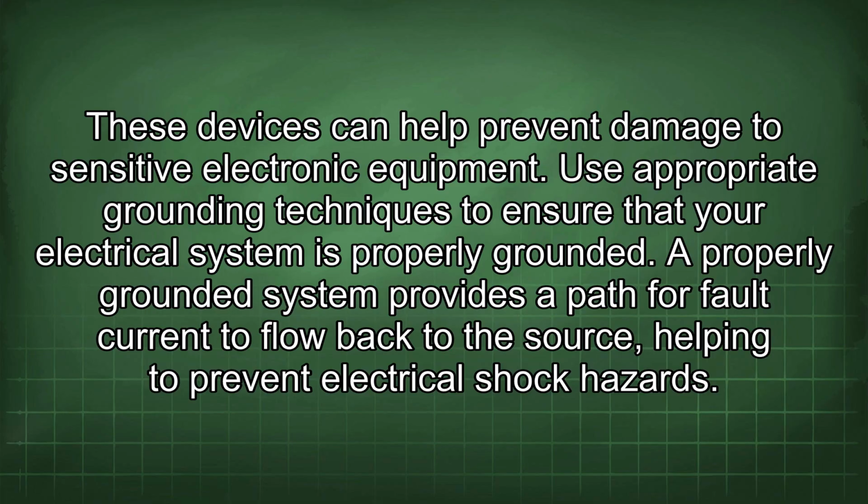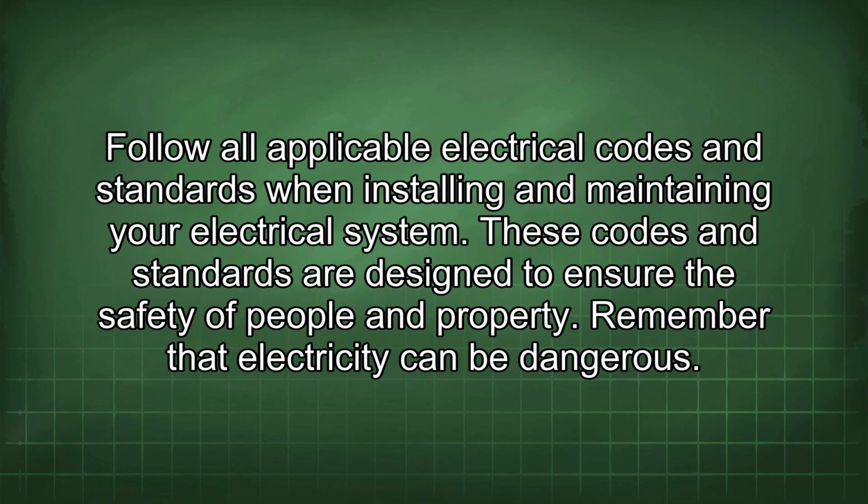Use appropriate grounding techniques to ensure that your electrical system is properly grounded. A properly grounded system provides a path for fault current to flow back to the source, helping to prevent electrical shock hazards. Follow all applicable electrical codes and standards when installing and maintaining your electrical system. These codes and standards are designed to ensure the safety of people and property.